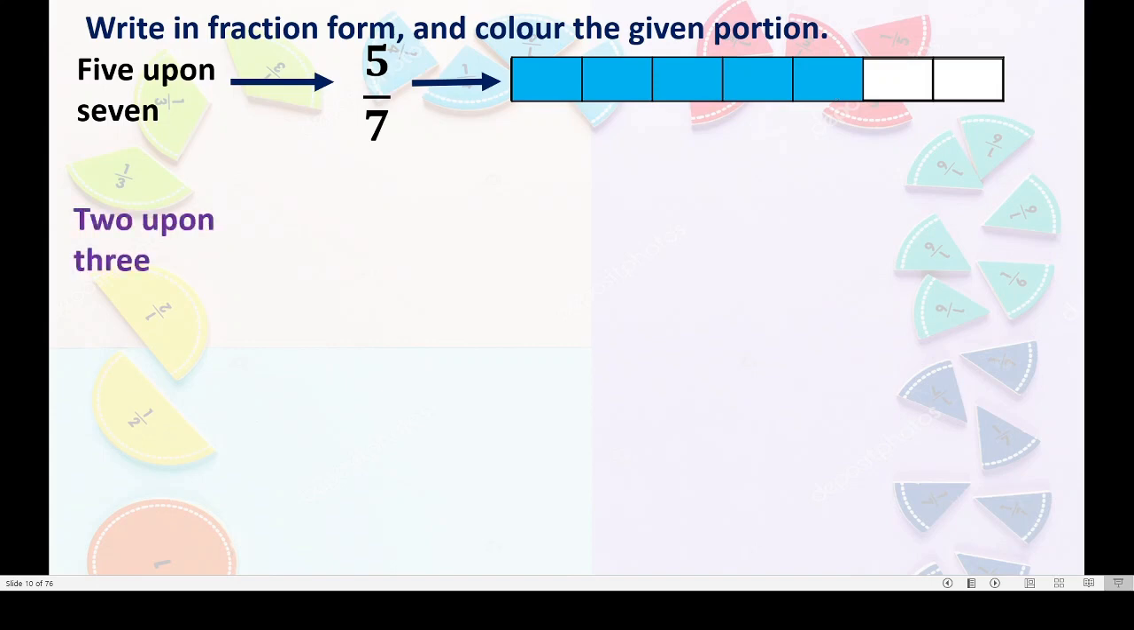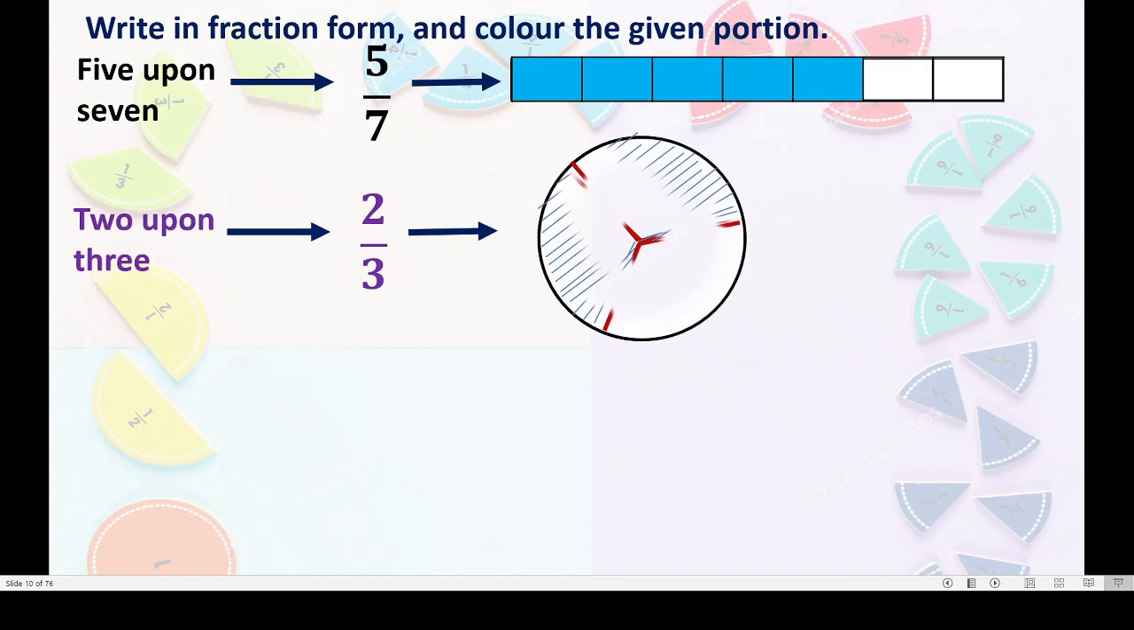Next one is 2 upon 3. We will write 2 in the numerator and 3 in the denominator. Right? Now here we will draw the figure. See this. Correct? 2 parts are shaded out of 3 parts. The circle is divided into 3 parts. 2 parts are shaded. Yes.